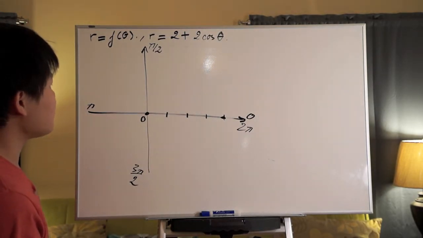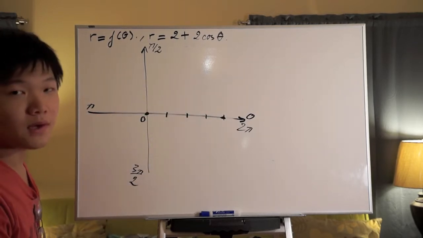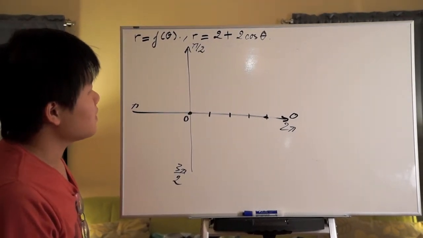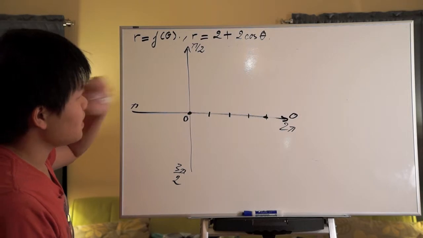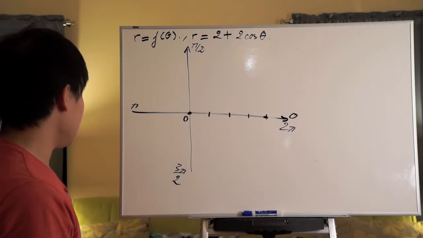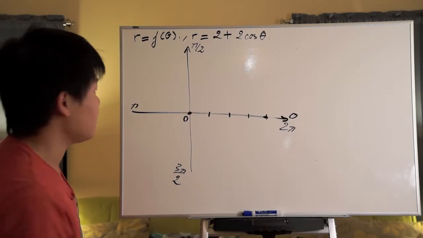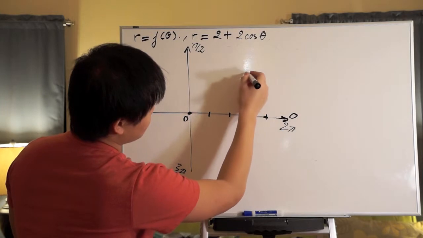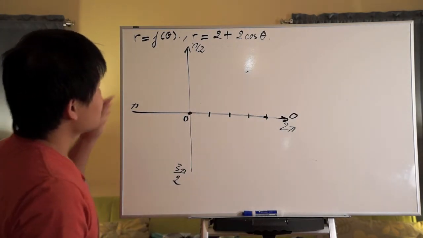So we may start with something else. Let's take pi over 4, which is 45 degrees. The cosine of 45 degrees is 1 over square root of 2, which is less than 1. So times 2 will be less than 2, plus 2 will be less than 4. It's about 10 over 7, so about 1.4, so 3.4. So 1, 2, 3, somewhere here, maybe here. It's just a sketch, right?